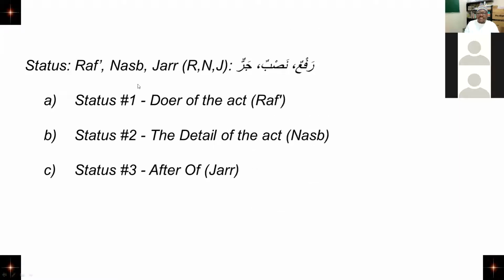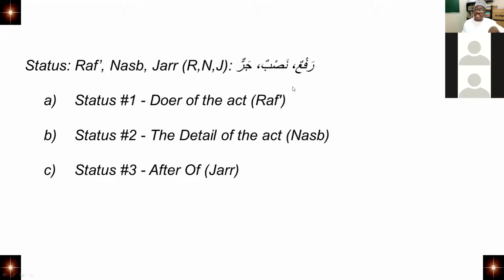Now, the status Rafa, Nasb, Jar is abbreviated as R, N, and J. Don't forget, these are status. Matsayi, in Hausa they say it's Matsayi. You have that Matsayi when you have that position of Rafa, or that position of Nasb, or that position of Jar. So these are status. That's why we call them status.